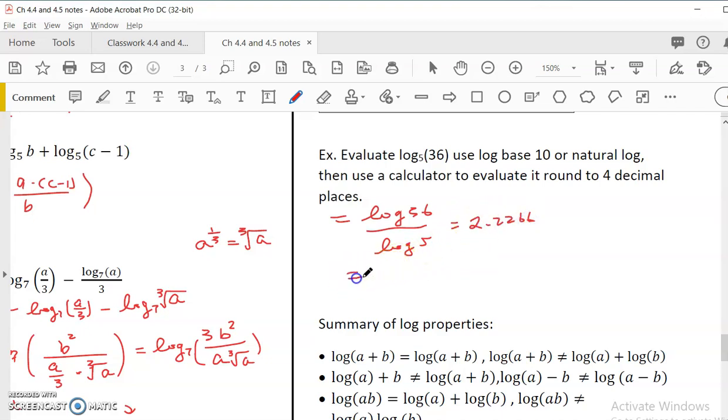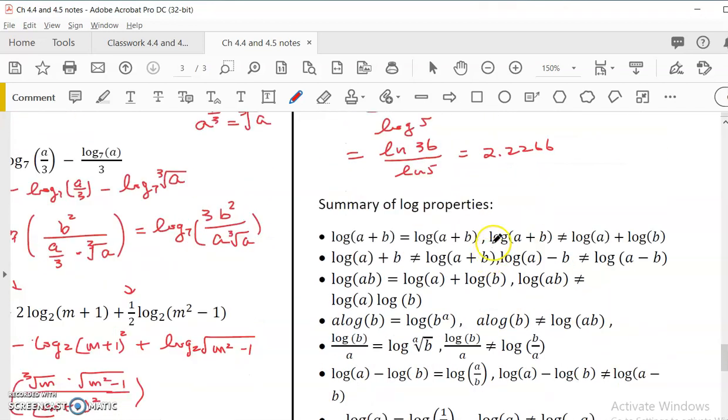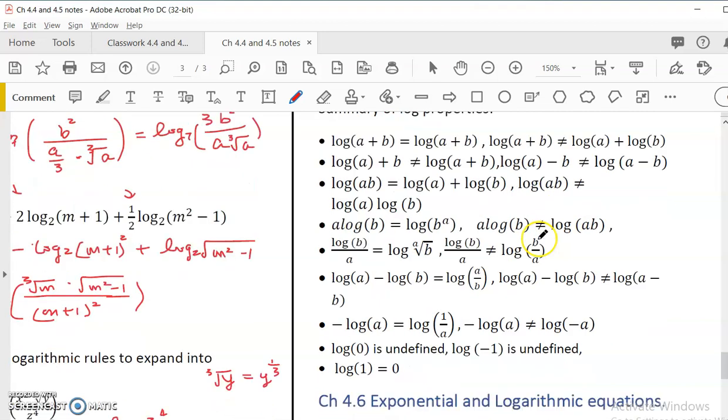You can use ln also. It's exactly the same. So ln 36 over ln 5. Exactly the same number, 2.2266. Right, so this is called the change of base formula, so you can evaluate any log you want. Summary of the log properties.